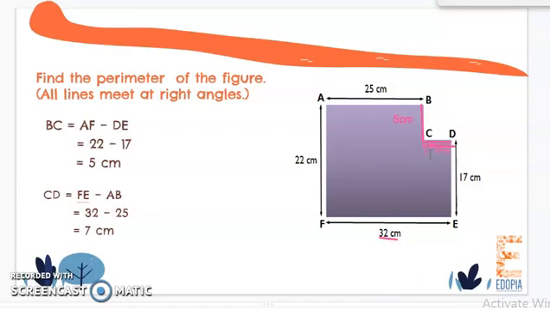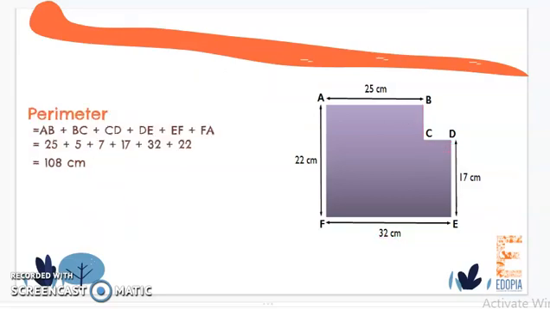Once you have the lengths of all sides, all we need to do is add them up. Starting from this side AB, 25 plus 5 plus 7 plus 17 plus 32 plus 22, that makes 108. This means the perimeter of this composite figure is 108 centimeters.